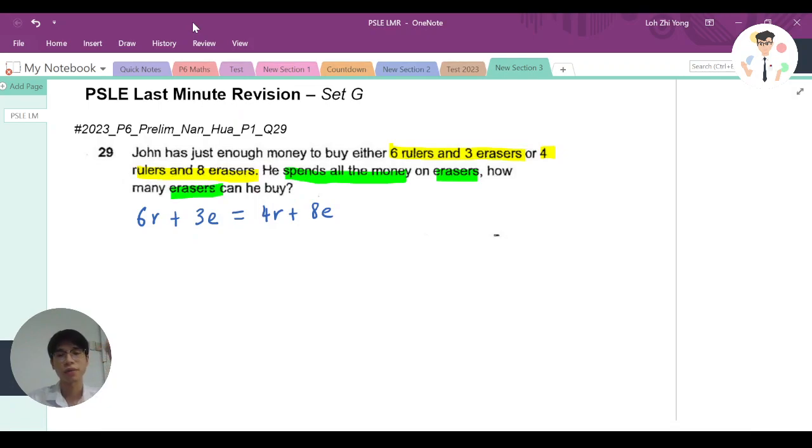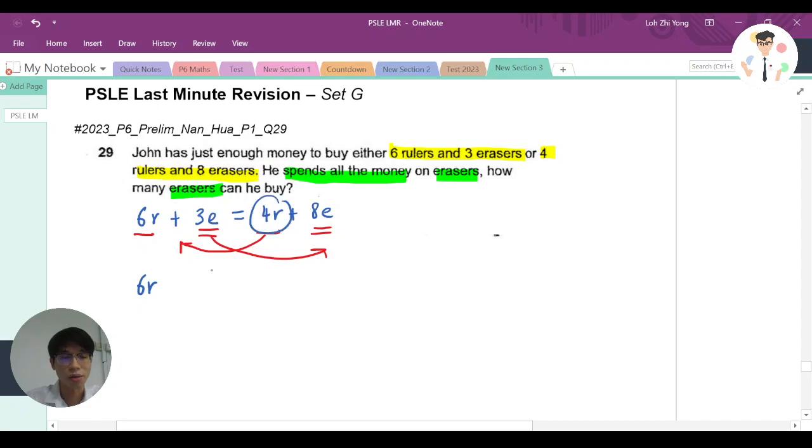Okay, so now let's try to find out how many eraser is the same value as how many rulers. What we can do is keep all the rulers in one place and all the erasers in another place. So we move this 4R to this side and move this 3E to this side. After I move it, it will be 6R. Now here is positive 4R; if I move it to another side, it will be minus 4R. And the same thing, 3E, if I move it to another side, it will be minus 3E, because the sign changes, while the value did not change.